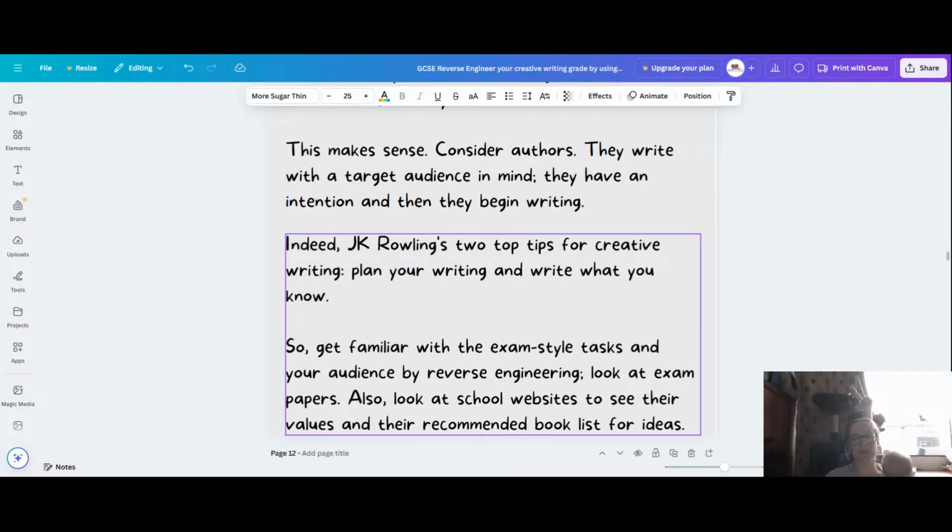J.K. Rowling's top tips for creative writing: plan your writing and write what you know. So get familiar with the exam style tasks and your audience by reverse engineering. Look at exam papers, and also look at websites to see their values and recommended book lists for ideas. The reason I say that is because if your child is going from year 10 to year 11, then they might start to think about sixth forms or colleges, and it's really important to look at what they are looking for, especially if you have to go to an interview or something like that.